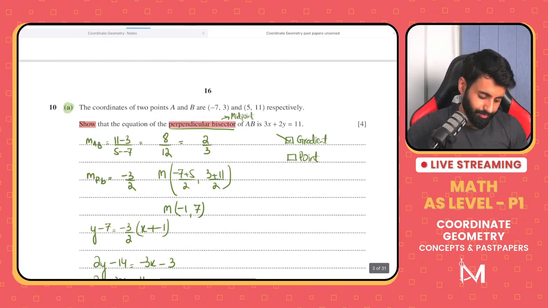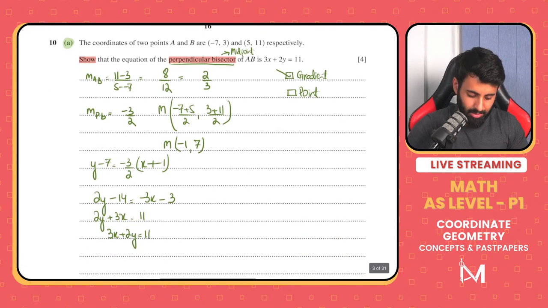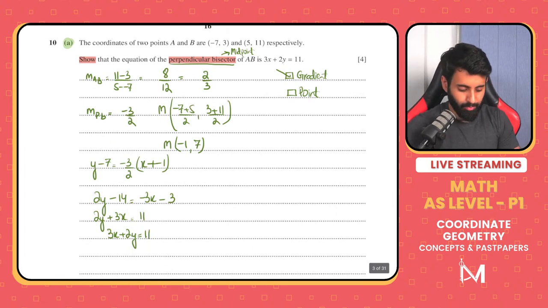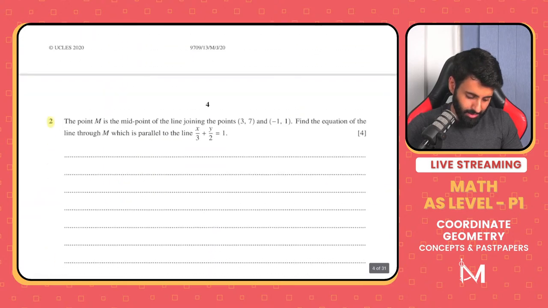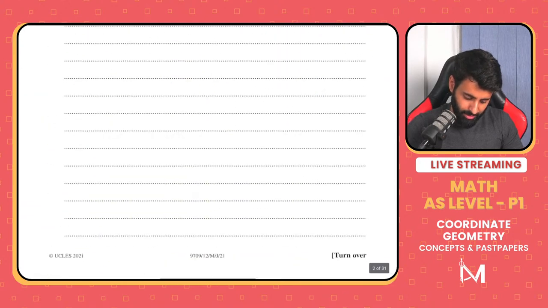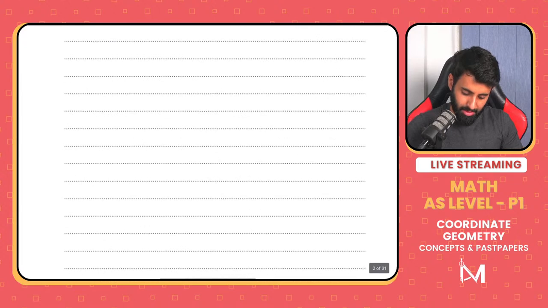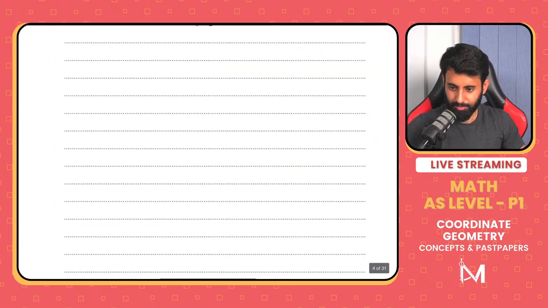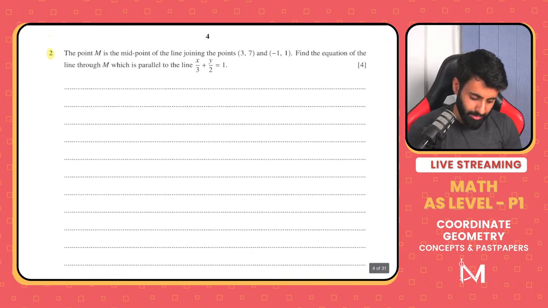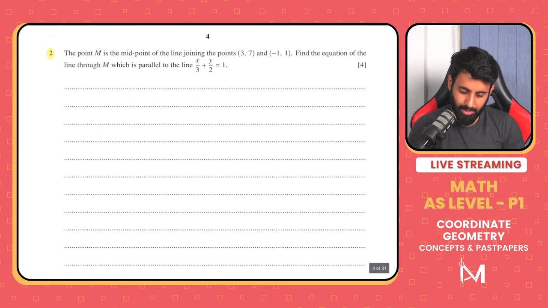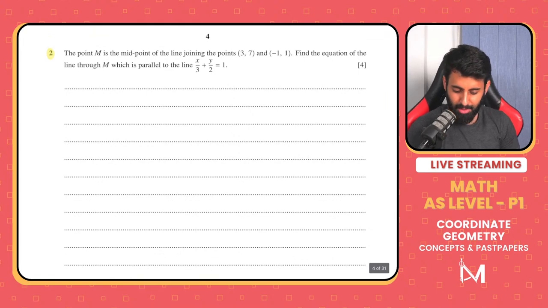Okay, so that's it, fellas. That's your answer. Now, this was a fairly easy question, like I said. Now, let's do a slightly more difficult question. Okay, so let's do a medium level question. Let's do this one here. It says here the line M is the midpoint of the line joining so and so. Find the equation of the line through M, which is parallel to the line so and so.